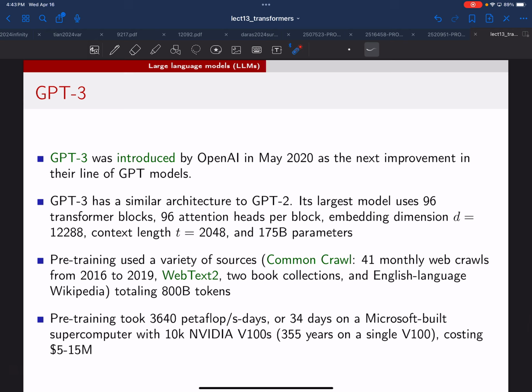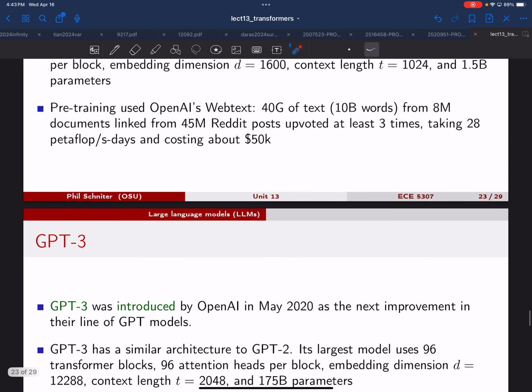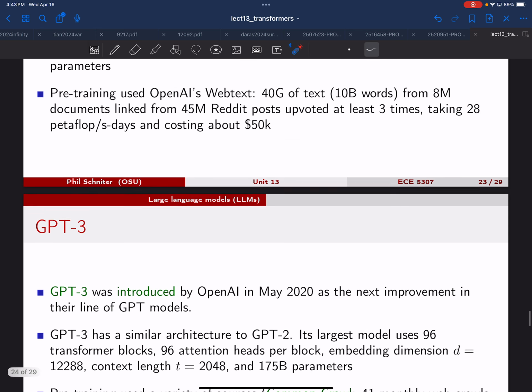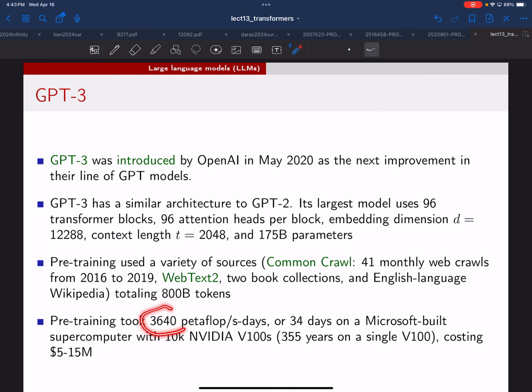Pre-training uses a variety of sources. Common Crawl, which is basically looking at the entire internet, 41 different views of the entire internet. WebText 2, different book collections, English language Wikipedia, so in total 800 billion tokens. Pre-training compute has now gone from 28 petaflop second days to 3.6 thousand. And the training cost went up somewhere, it's not known, but somewhere between 5 and 15 million.